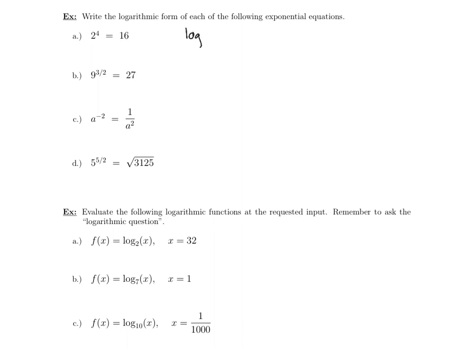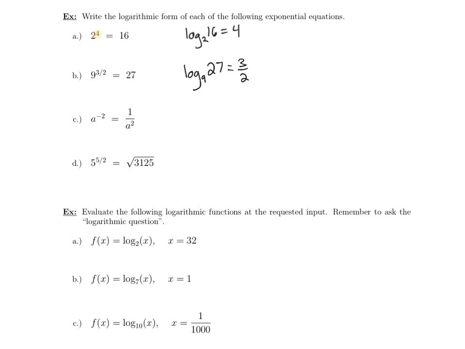The base of the exponent is always the base of the logarithm. So this is going to be log base 2 of 16 equals 4, because remember, the logarithm is the exponent. In this case, our exponent is 4, so the logarithm is going to be equal to that 4. In this case, we have the base is 9. The logarithm is equal to the exponent, which is 3/2. And so this is where the 27 goes, and this is where the 3/2 goes.